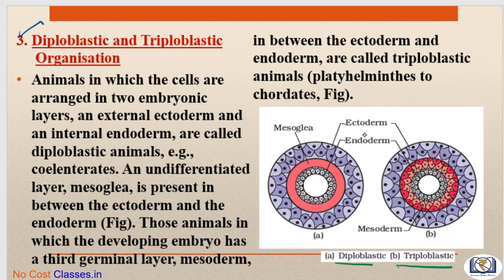Ectoderm is the outer layer, like I'm talking about this. Then endoderm, we're talking about this. This is mesoderm, the pink one. This layer is the mesoderm layer. Do we have well-developed mesoderm here? No, we do not have it in this case. Which case? Diploblastic. Now we'll explain this.